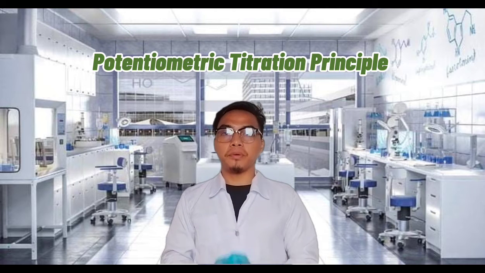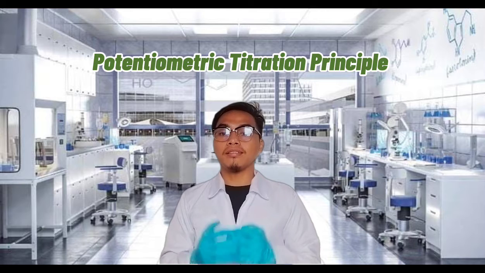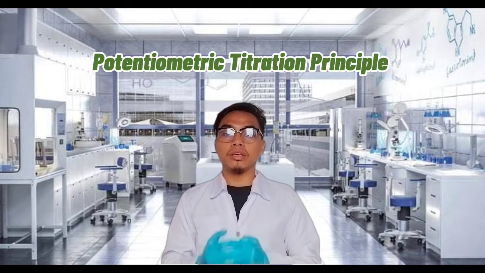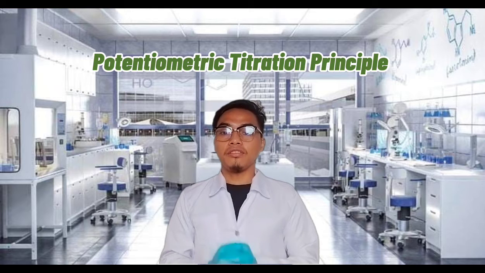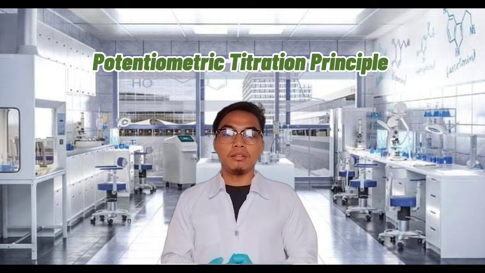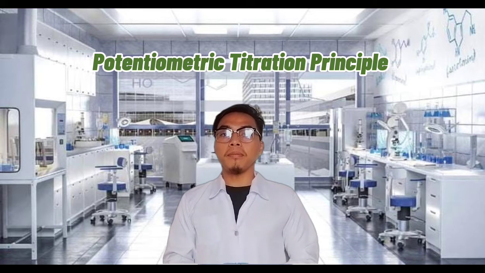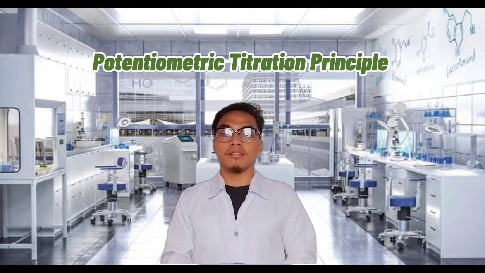Potentiometric titration principle. Potentiometric titration is a laboratory method to determine the concentration of a given analyte. It is used in the characterization of acids. In this method, there is no use of chemical indicator. Instead, the electric potential across the substance is measured.